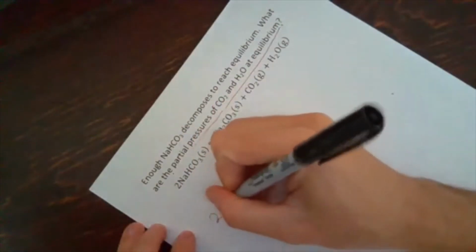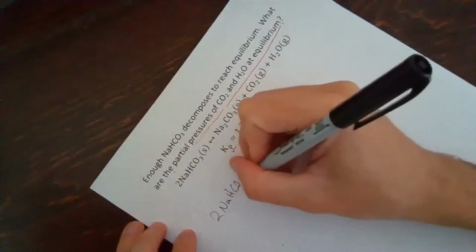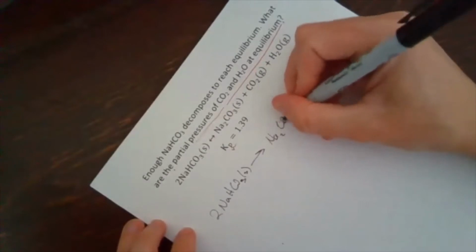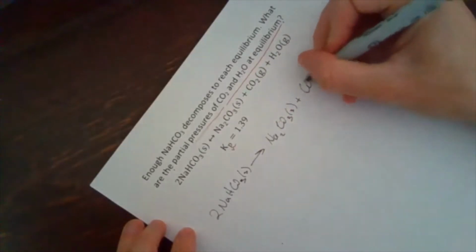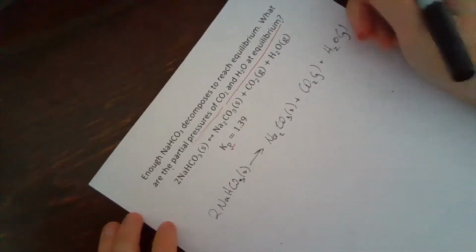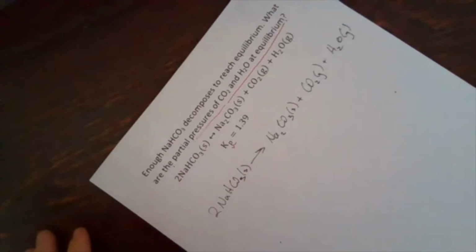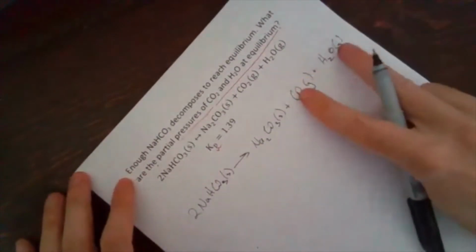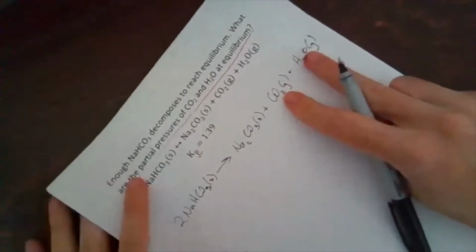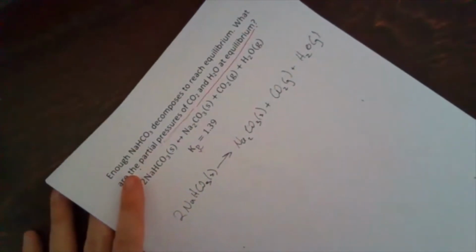If we're going for amounts at equilibrium, we want to set up our ICE table, using the equation as your base: Na2CO3 plus CO2 gas plus H2O gas. And so what we want to do is determine the pressures of these two things at equilibrium. The purpose of this ICE table is to get some algebraic expressions based on variables for those amounts. And so we have this Kp right here.